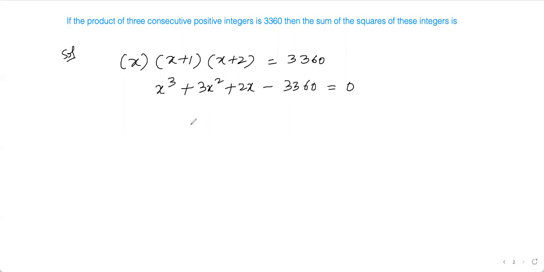So now we get the answer as X as 14, and the consecutive numbers were X plus 1, X plus 2, so that would be 14, 15, and 16. So the sum of the squares of these integers will be 14 square plus 15 square plus 16 square, which would be 677.